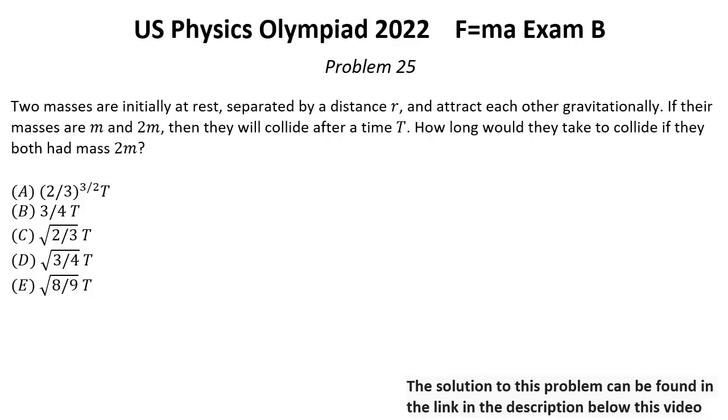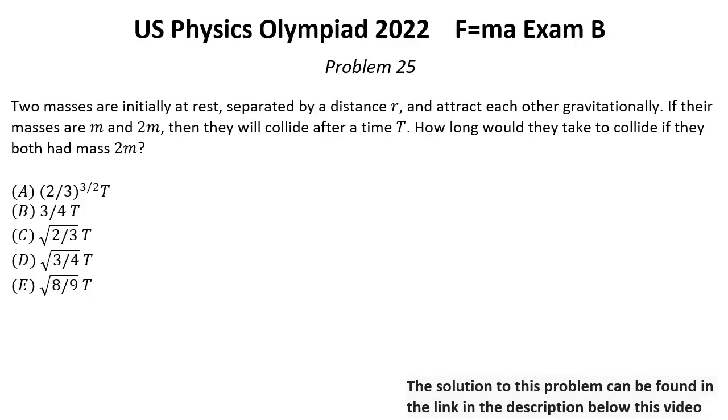Problem number 25. Two masses are initially at rest, separated by a distance r, and they attract each other gravitationally. If their masses are m and 2m, then they will collide after time t. How long would they take to collide if they both had masses 2m? Solution for problem number 25.